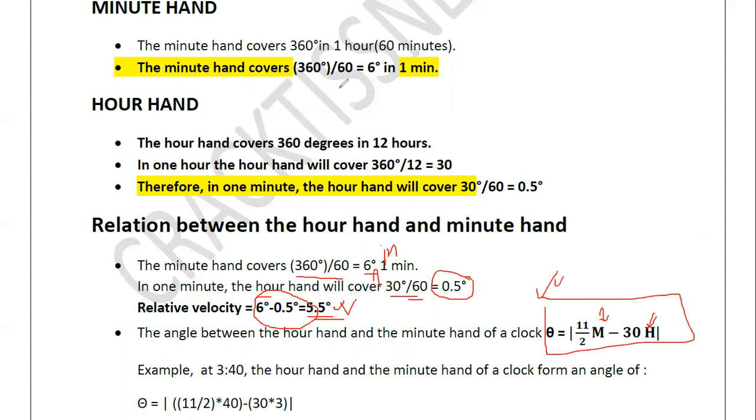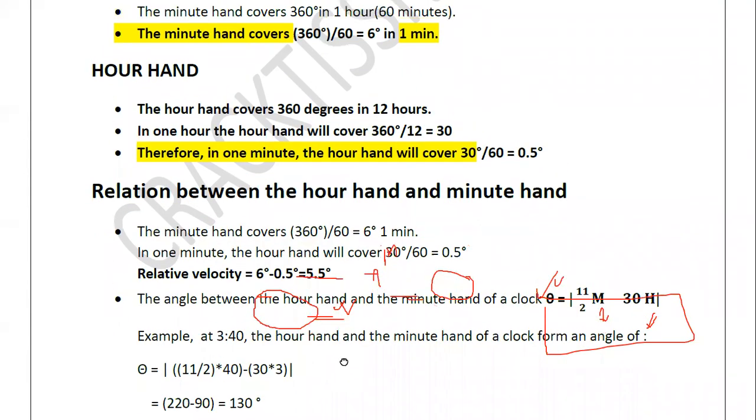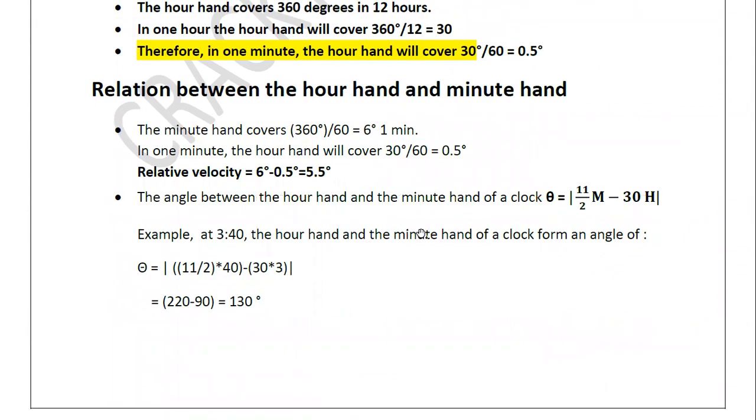At 40 past 3, the hour hand and the minute hand of a clock form what angle? We will just put the values in this formula and obtain the answer. We put the value of minutes in 11 by 2, and 30 into h, where h is equal to 3. So we get 220 minus 90, which is equal to 130.